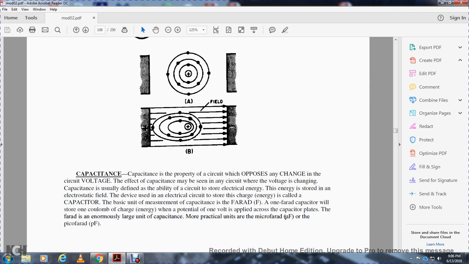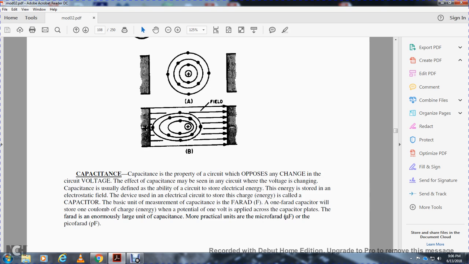Alright, capacitance is a property of a circuit which opposes any change in the circuit voltage. The effect of capacitance may be seen in any circuit where the voltage is changed. Capacitance is usually defined as the ability of a circuit to store electrical energy. The capacitor is an electrostatic field device that stores charge and energy. The basic unit of measurement is called the farad.